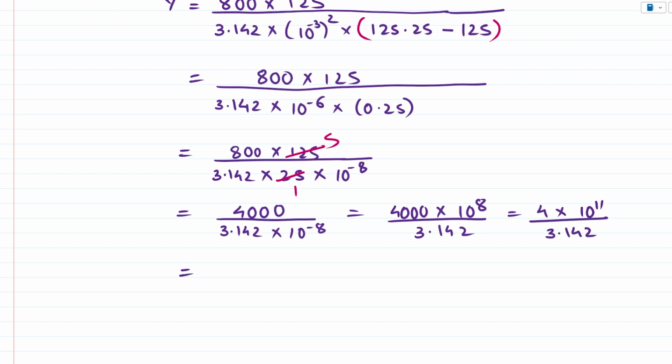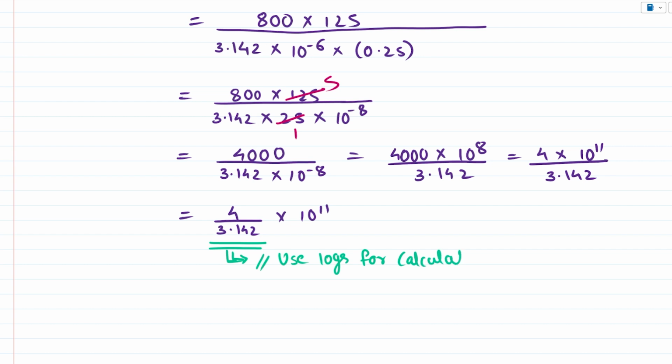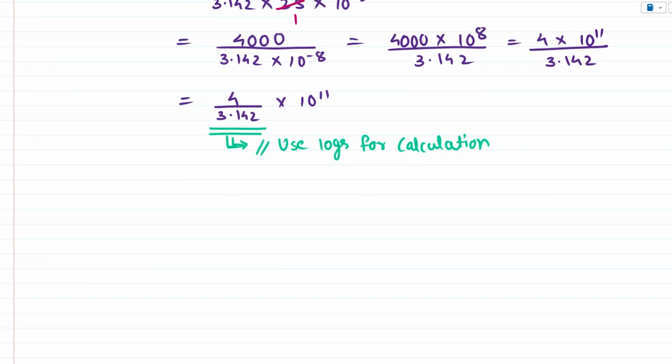And the reason we did so many simplifications is because from this आपको 4 into 10 raised to 11 divided by 3.142 मिलेगा. So this particular part, you'll have to use logs for calculating this value. So use logs for calculations. But for the video, we'll simply skip this step to save some time. So अगर आप 4 को 3.142 से divide करोगे, so you get the answer as 1.274, and 10 raised to 11 as it is, we bring it down.